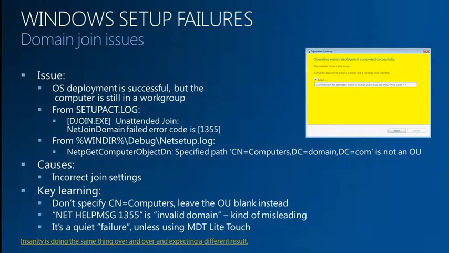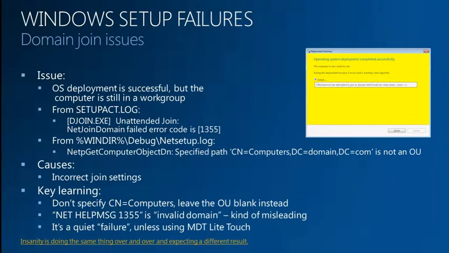So the deployment all worked. This is the other side of the OS issues, or the domain join issues. It worked, but it's not joined the domain. You get this yellow screen at the end, and you're not sure why. Now, generally with this, there can be a bunch of issues.